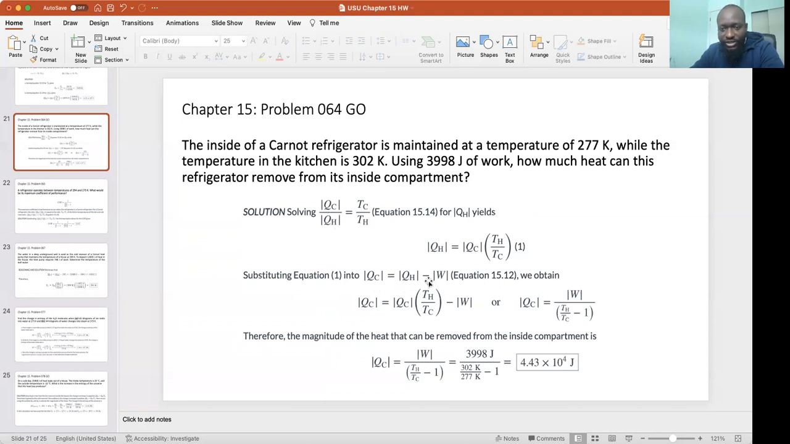Then QC is QH minus W. So we're going to put that here. This is QH minus W to give me QC. We solve this for QH from this equation. Then QC is QH minus W. I put this for QH here minus W. Then QC becomes W over (TH over TC minus 1). So this is what I'm solving for, QC. W, the work done, over (TH over TC minus 1). And that solves the problem here.